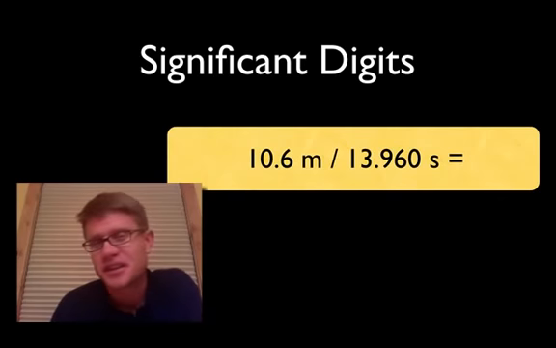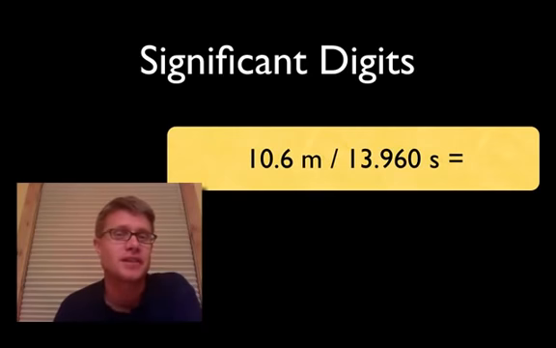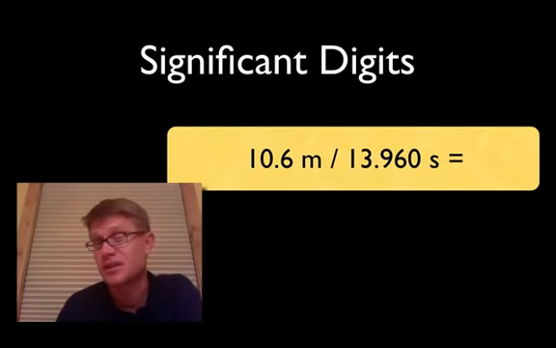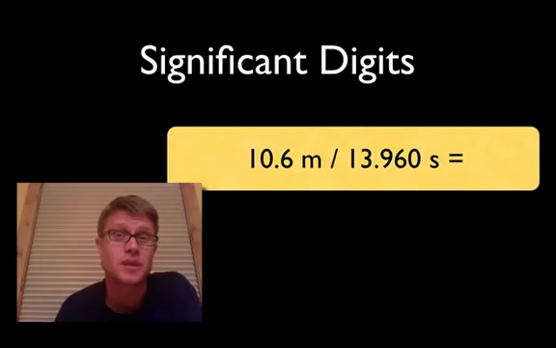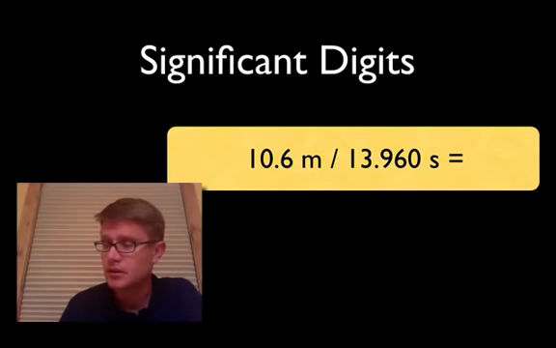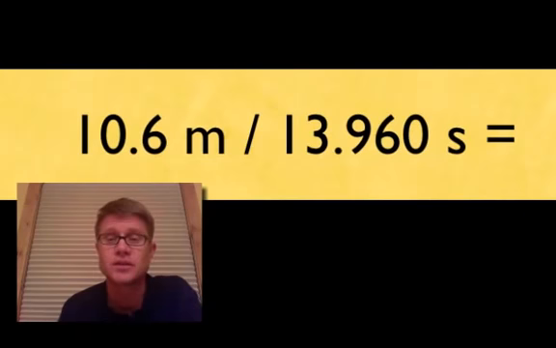Hi, this is Mr. Anderson, and today I'm going to give you a podcast on significant digits, also known as significant figures, or sometimes just sig figs. If I do my job right, you should be able to take a problem like this, 10.6 meters divided by 13.960 seconds, and come up with an answer that not only has the right units, but also has the correct number of significant digits.